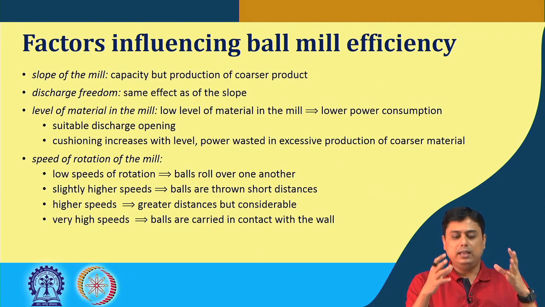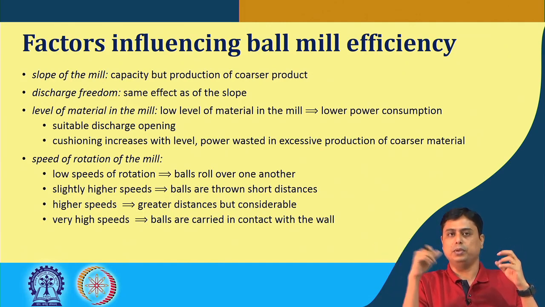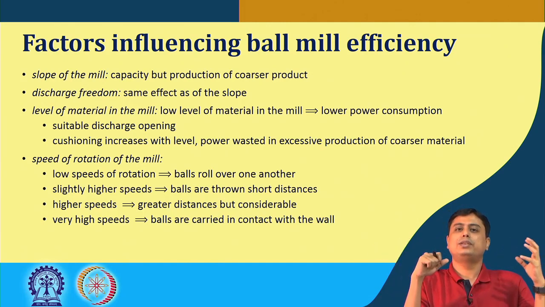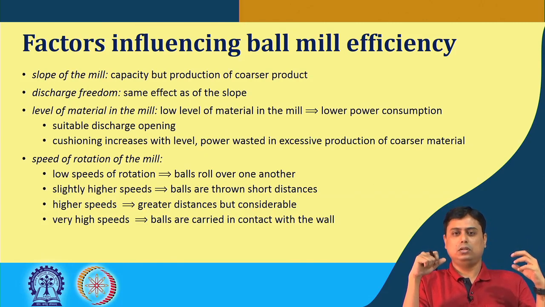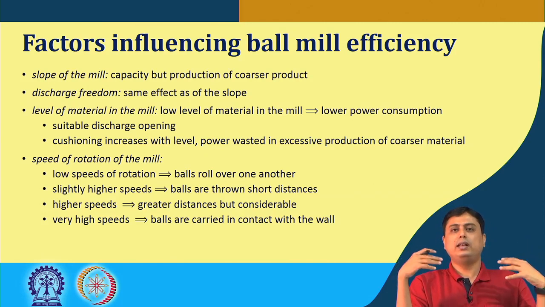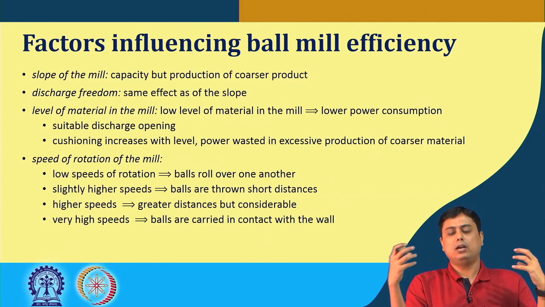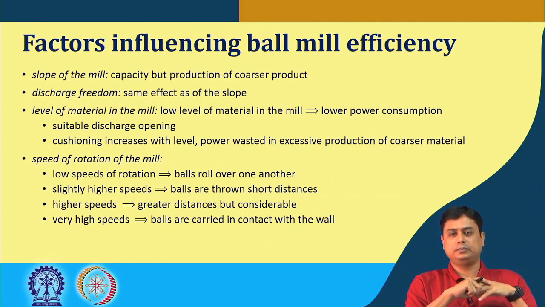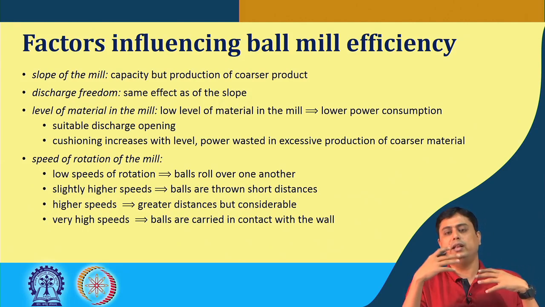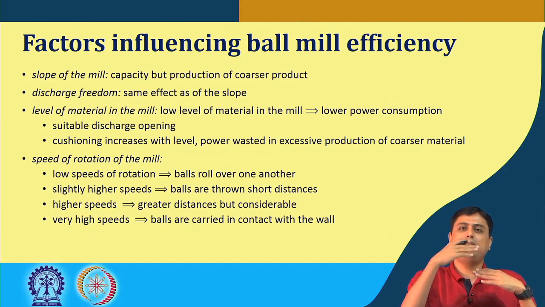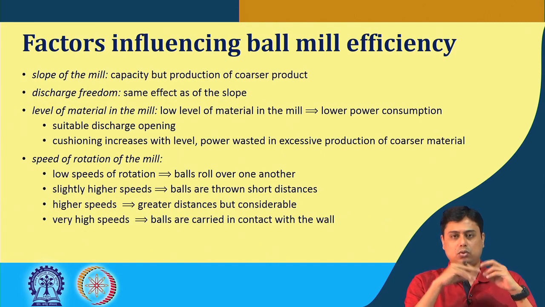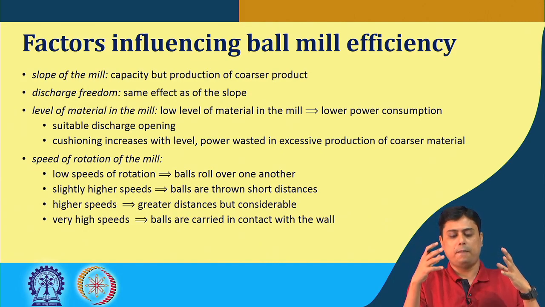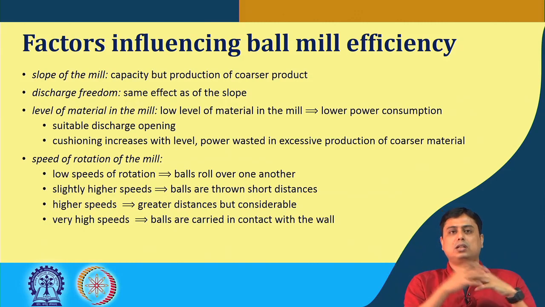Now, this can be adjusted by placing some suitable discharge opening. Even if you operate with a high throughput, in order to maintain this low material level, we can have a suitable discharge opening, because this cushioning effect that I have discussed increases with level. As you increase the material level, there is a shorter distance the impact can happen. So, all the power that you put in is wasted in excessive production of coarser material.